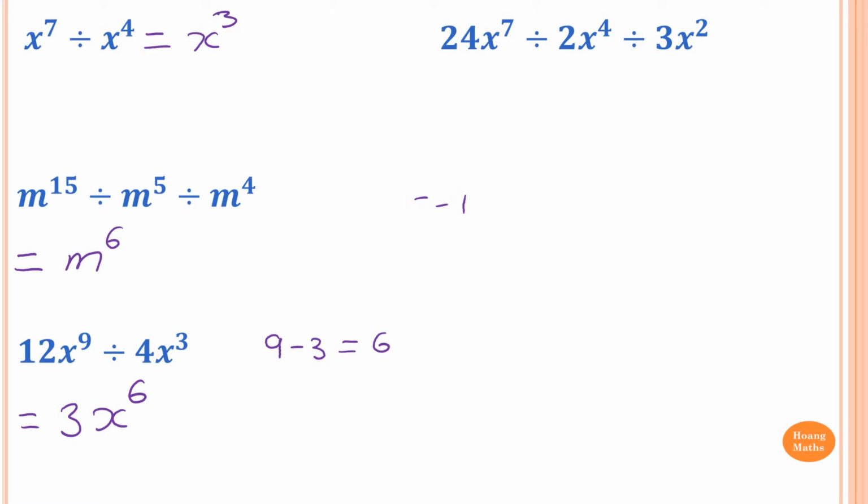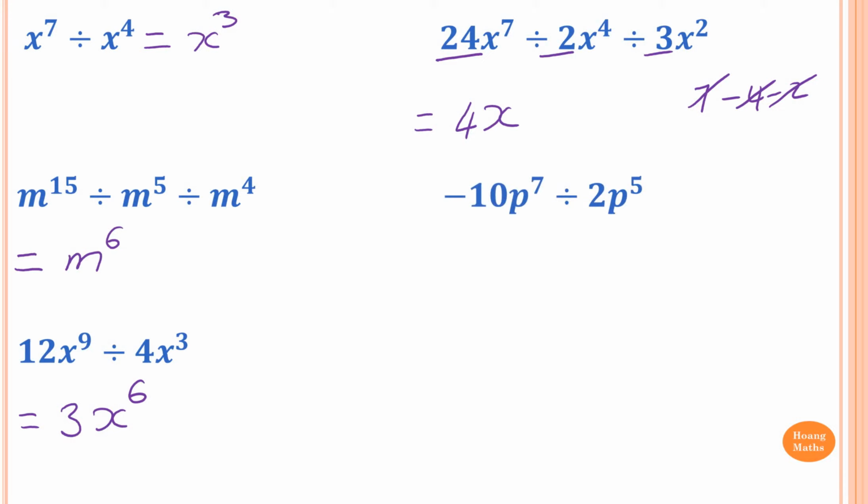Now, 24x to the power of 7 divided by 2x to the power of 4 and then divided by 3x squared. So 24 divided by 2 is 12. 12 divided by 3 is 4. Otherwise, just use calculator. Use 24 divided by 2 divided by 3. Now, with pronumerals, so which is x to the power of 7 divided by x to the power of 4 and x squared, just go 7 minus 4 and minus 2. 7 minus 4 is 3, 3 minus 2 is 1, so 4x.